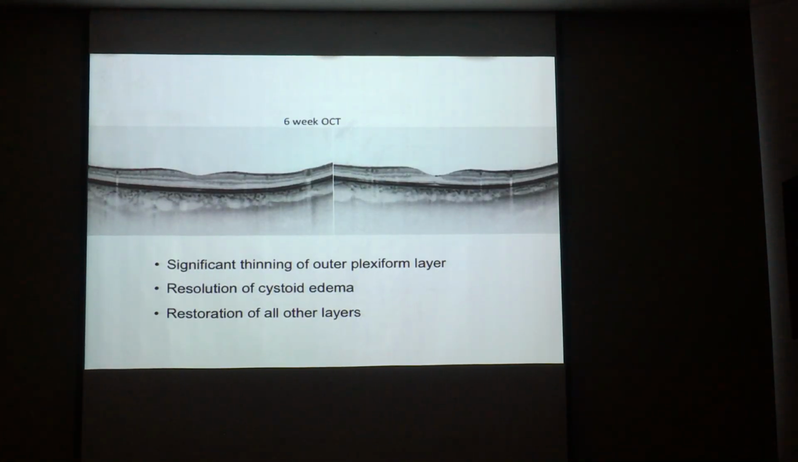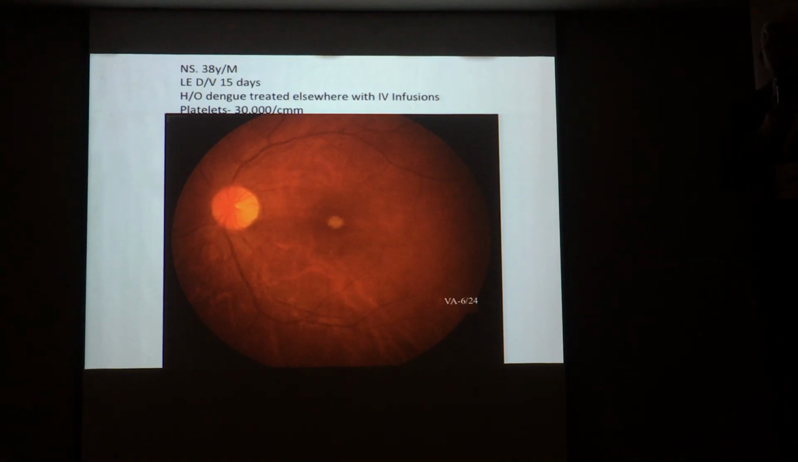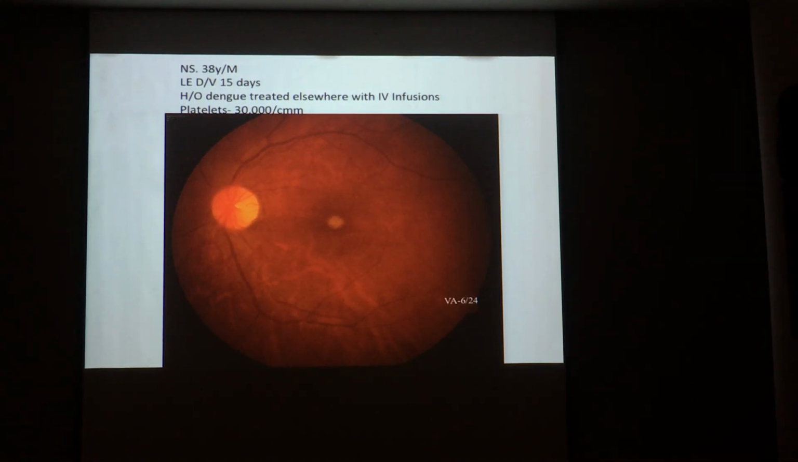Now, I have finished 1 hour of my time, so we don't want to hold you back. I just want to show you a quiz question. This guy is 38 years old and he's had dengue fever, treated elsewhere with intravenous infusions, supportive therapy. His platelets had dropped down to 30,000 per cubic millimeter. And now he says, well, for the last 15 days, I'm not seeing well from the left eye.